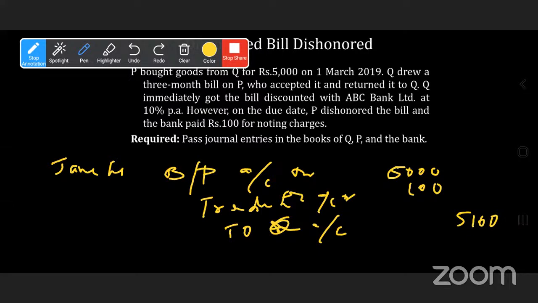Ma'am, here what are you writing in the second one? Bills payable account debtor, trade expenses account debtor 100, to Q account. Okay, ma'am. Now let us see journal entries in the books of bank.